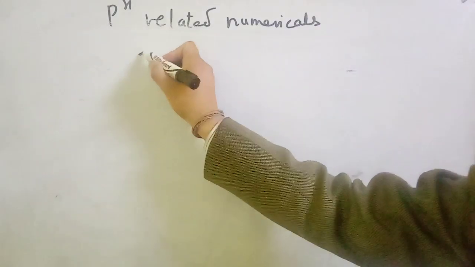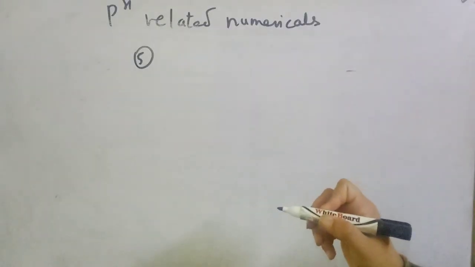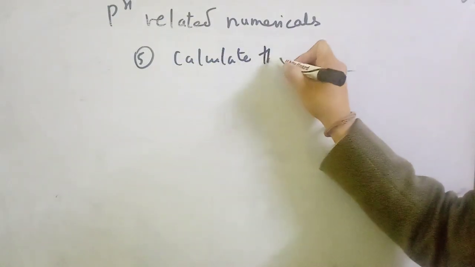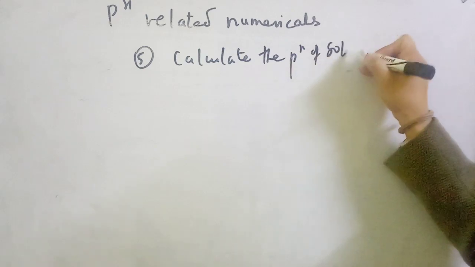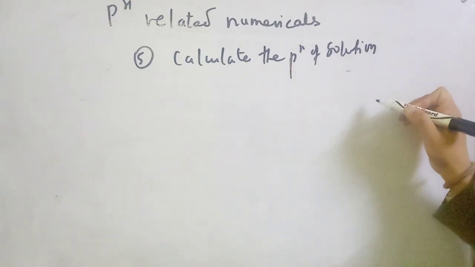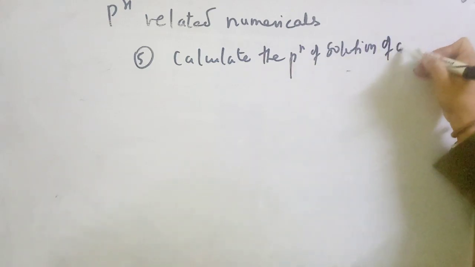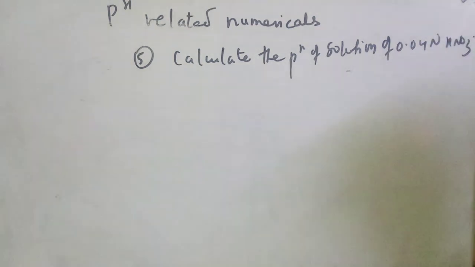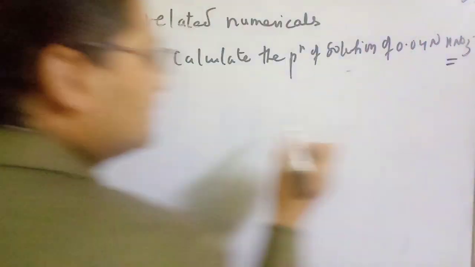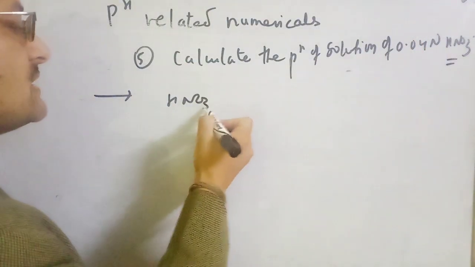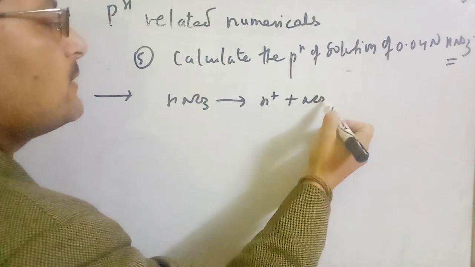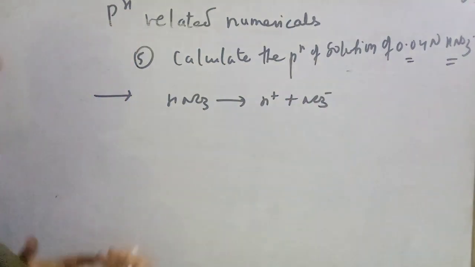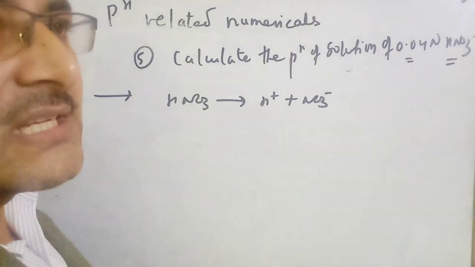Now we go to number 5 problem. Calculate the pH of the solution of 0.04 normal HNO3, nitric acid. So let us see here. It is nitric acid. When it ionizes, it gives purely H plus and nitrate ion. We have normality, so we cannot use normality directly, but I have already told you H plus ion concentration should be in molarity.